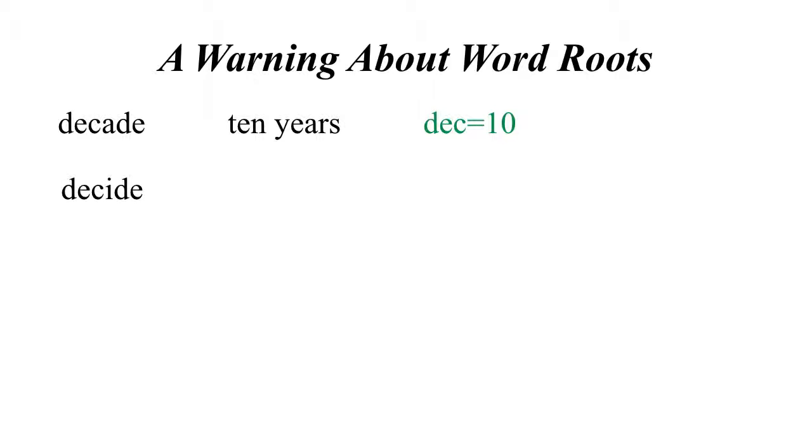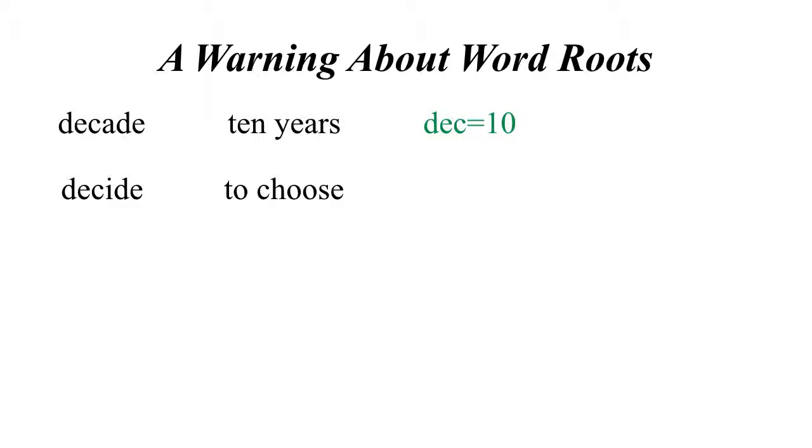For example, in episode 1, I told you that DEC was Latin for 10 and could be seen in words like decade, which means 10 years. However, that doesn't mean that every time you see DEC at the beginning of an English word that it's going to mean 10. Let me give you a simple example. Let's take the word decide, which of course means to choose.